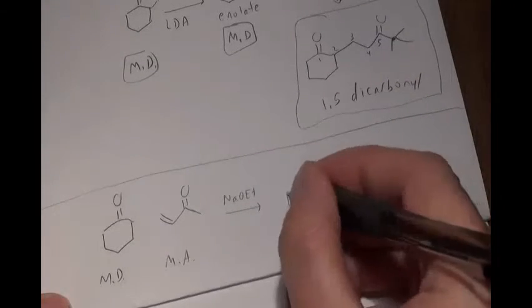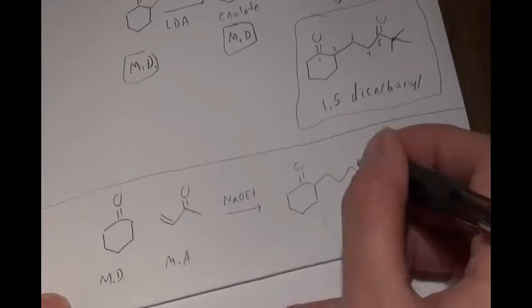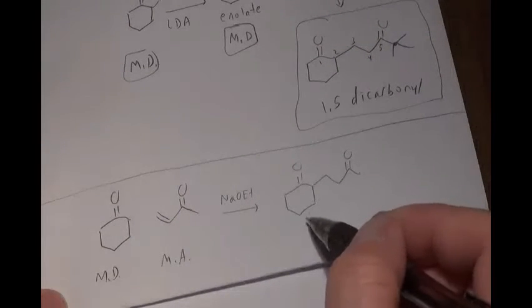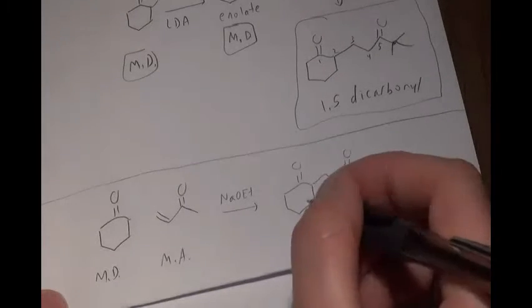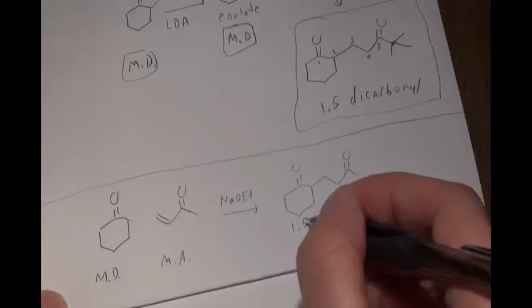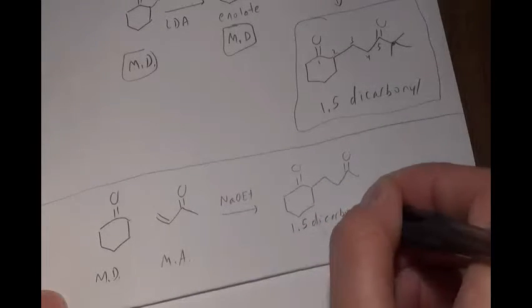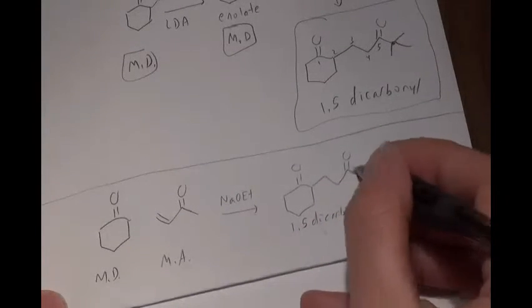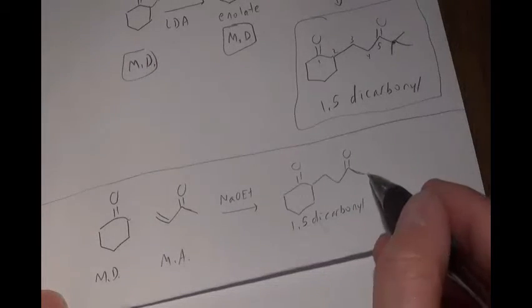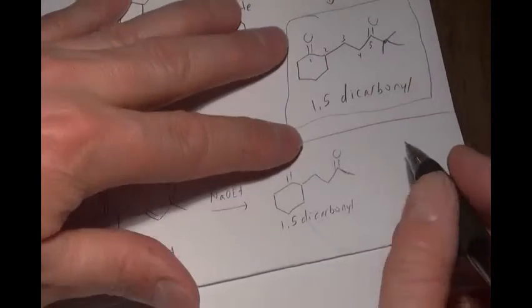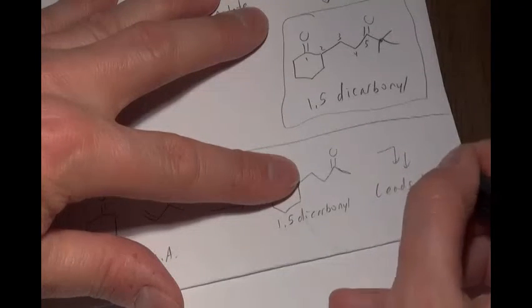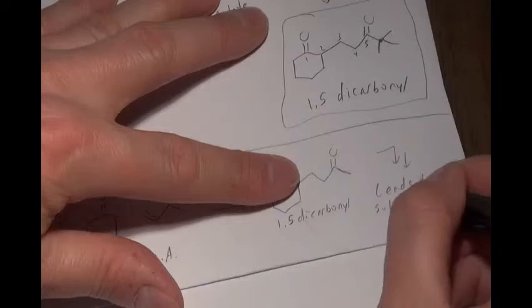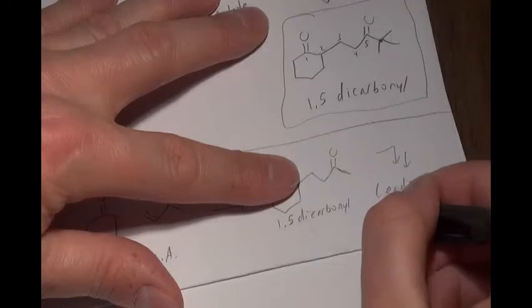Yes, it will make the enolizable, sorry, what kind of carbonyl? Michael donor, Michael acceptor. This will make the 1,5-dicarbonyl, but with this CH, the CH3 right there, now more stuff can happen. And this leads to subsequent reactivity.